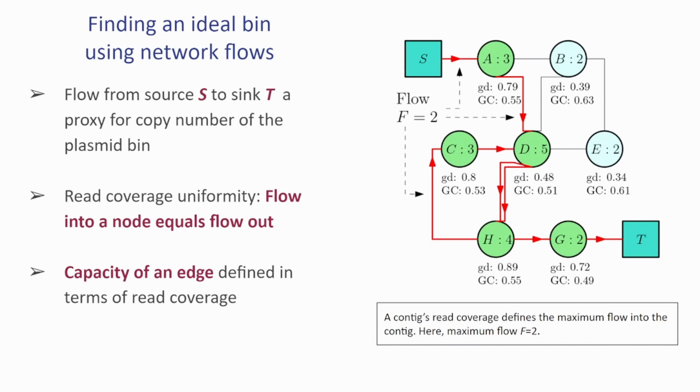The flow also ensures that we have uniform read coverage throughout the plasmid, and we implement a constraint that indicates that flow into a contig also equals flow out of it. The capacity of an edge in this bin between contigs is defined in terms of the read coverage of the contigs. So here on the right, we have a flow from S to T of value 2. And you can see that we also can define a flow that allows contigs as well as edges to occur multiple times throughout the course of the plasmid.